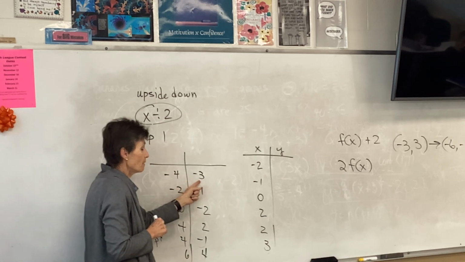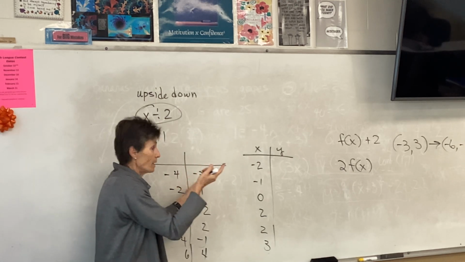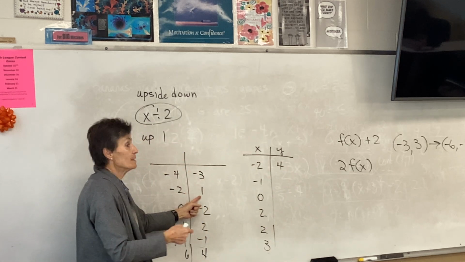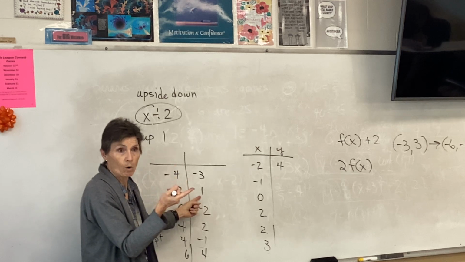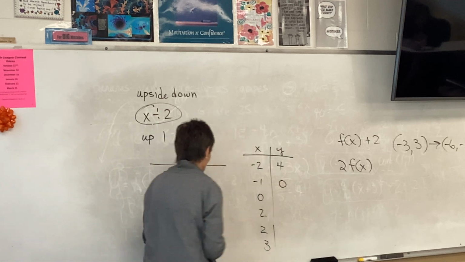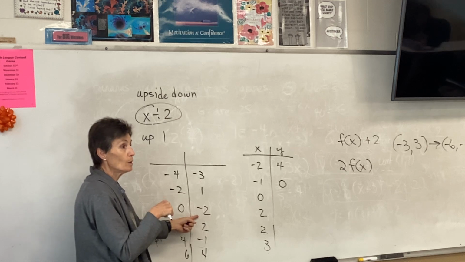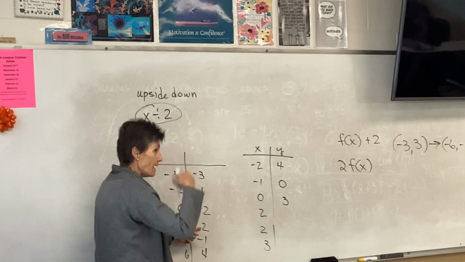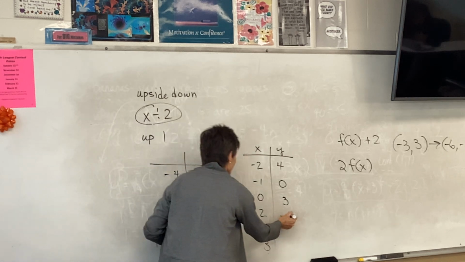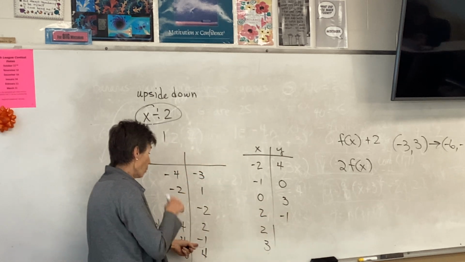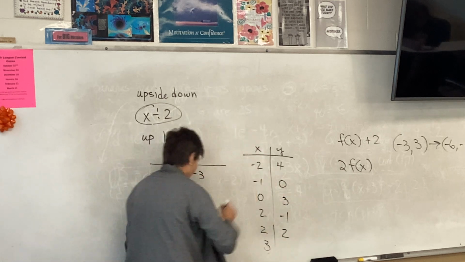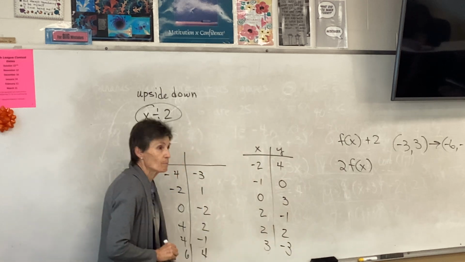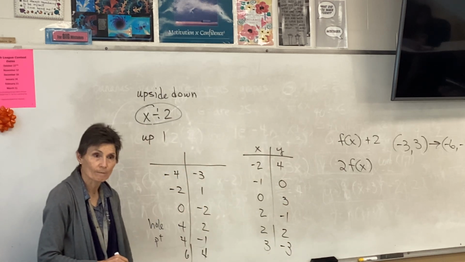So this becomes 3 plus 1 would be 4. This is negative 1 plus 1, 0. 2 plus 1, 3. Negative 2 plus 1. 1 plus 1. And negative 4 plus 1. And then you just plot those points, and that will be your picture.